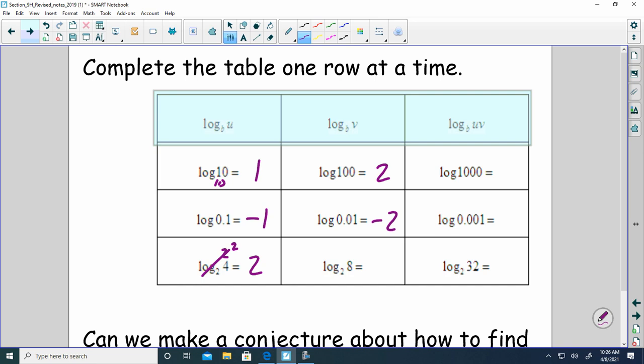Log, well, I have to realize 8 is 2 to the third. So those now cancel, so I just get 3. And then log of 1,000 is 3 because that's 10 to the third. Log of 0.001 is 1 over 1,000, which is 1 over 10 to the third. 1 over 10 to the third, the 10 moves up, becomes 10 to the negative 3, so that's negative 3. And 32 is 2 to the 5th. So those cancel, so exponent drops down, so it just gives me 5.